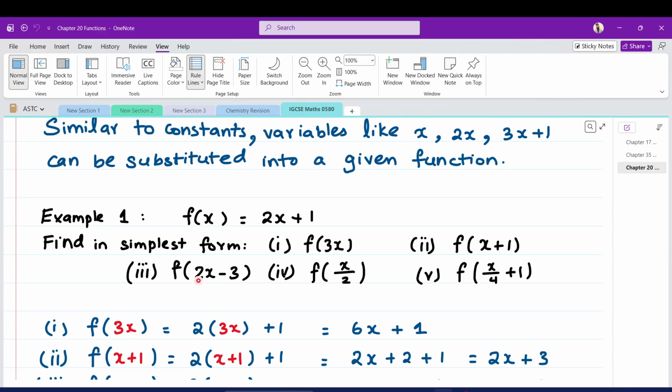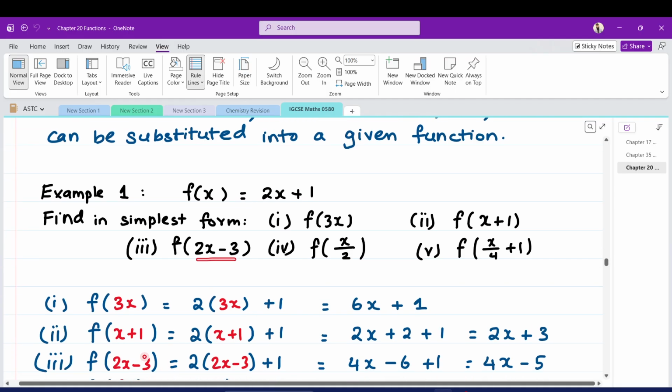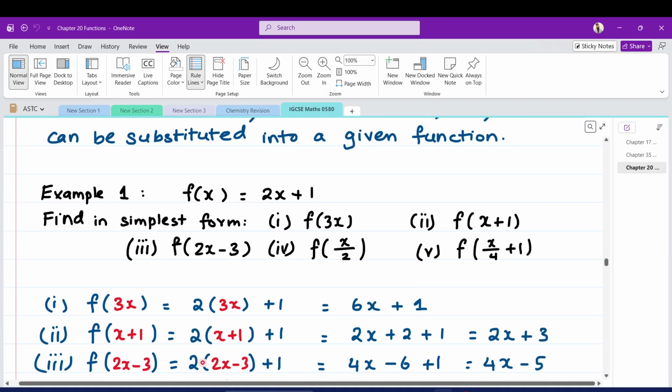Number 3, f of 2x minus 3. So 2x minus 3 is what we're going to substitute. So this becomes 2 times 2x minus 3, and then plus 1. This 2 multiplies with this 2x and then multiplies with minus 3. Make sure that you take this minus sign into account. So we get 4x minus 6 plus 1. So this becomes 4x minus 5.